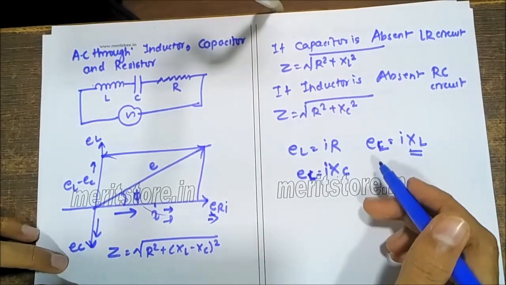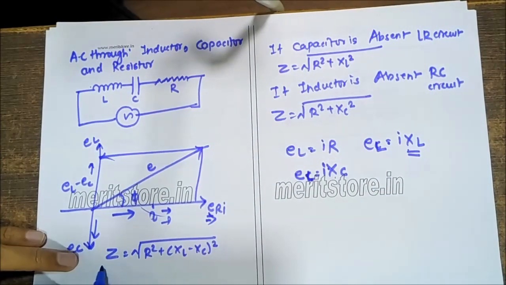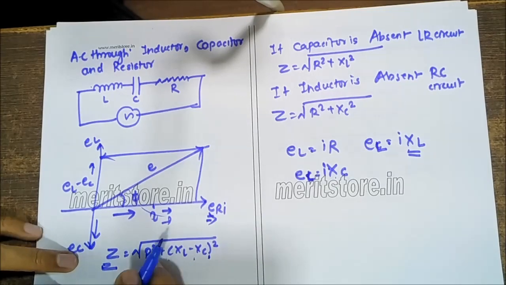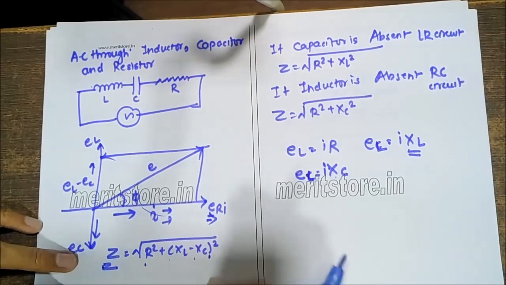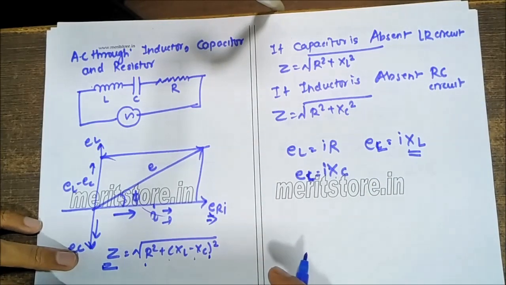When we put these equations from the phasor diagram together, we finally arrive at Z = √(R² + (XL − XC)²), where Z is called the impedance. Z is defined as the ratio of the RMS voltage to the RMS value of the current.